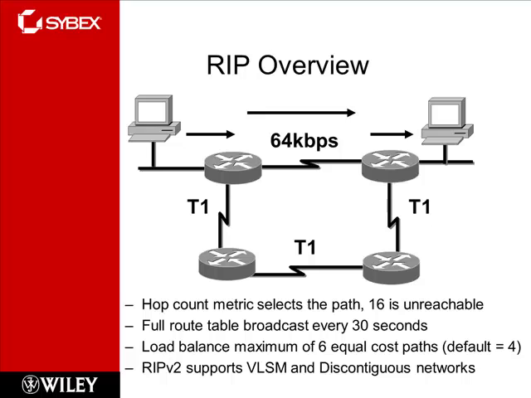And that's what this graphic is showing, that if we're going from the computer on the left to the computer on the right, as we go through this thing, it's going to pick the 64K connection because there's one hop, the next router. The T1 has 1, 2, 3 hops. Not going to pick it. It's obviously going to be faster with the T1, but it'll pick the 64K connection. One of the issues with RIP. The other one is the full route table broadcast every 60 seconds, or every 30 seconds.